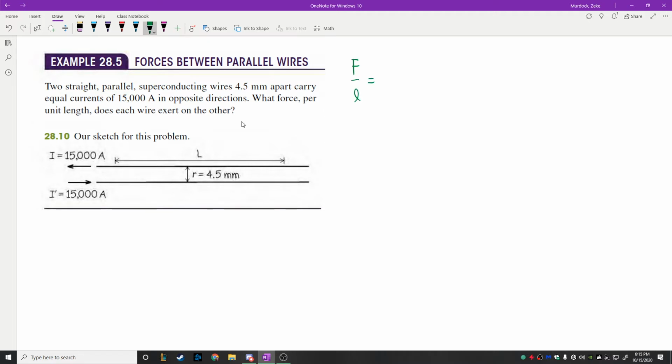And the equation we just derived was mu naught I1 I2 divided by 2 pi times the distance. The value of mu naught is a magnetic constant. It's equal to four pi times 10 to the negative 7 Tesla meter per amp. Each of these currents is the same. They're going in opposite directions, so we know that they're going to repel each other, so this is going to be a repulsive force that we find here.